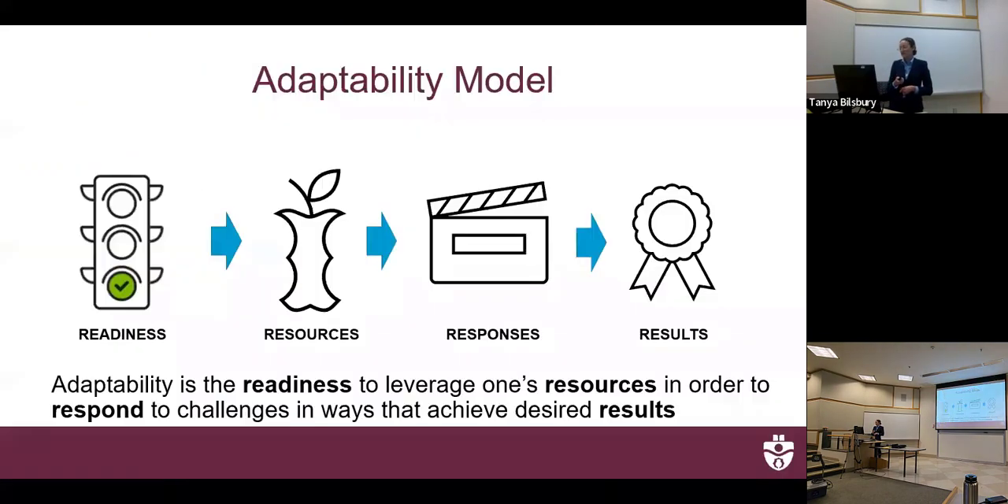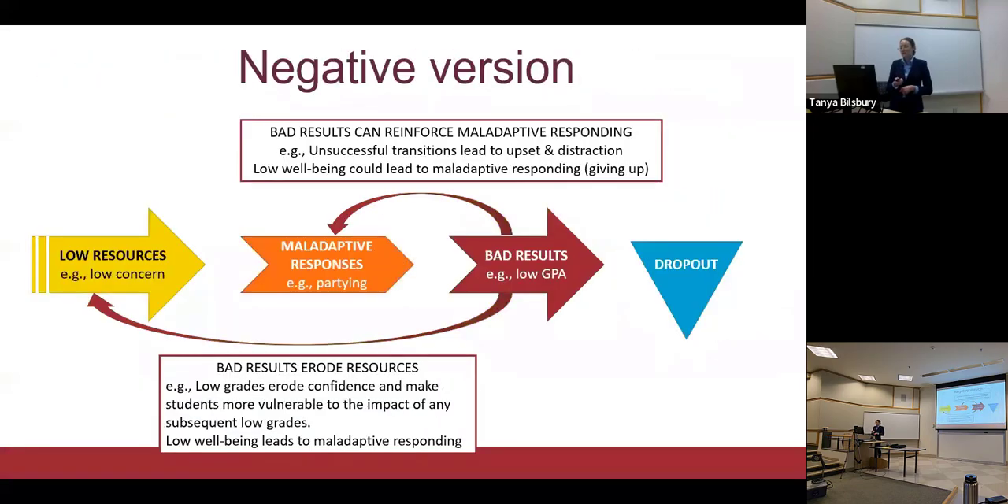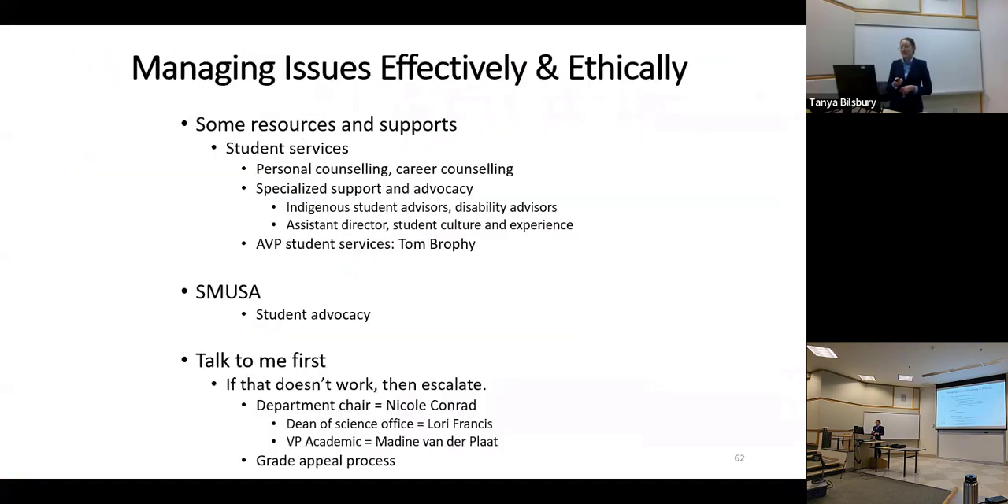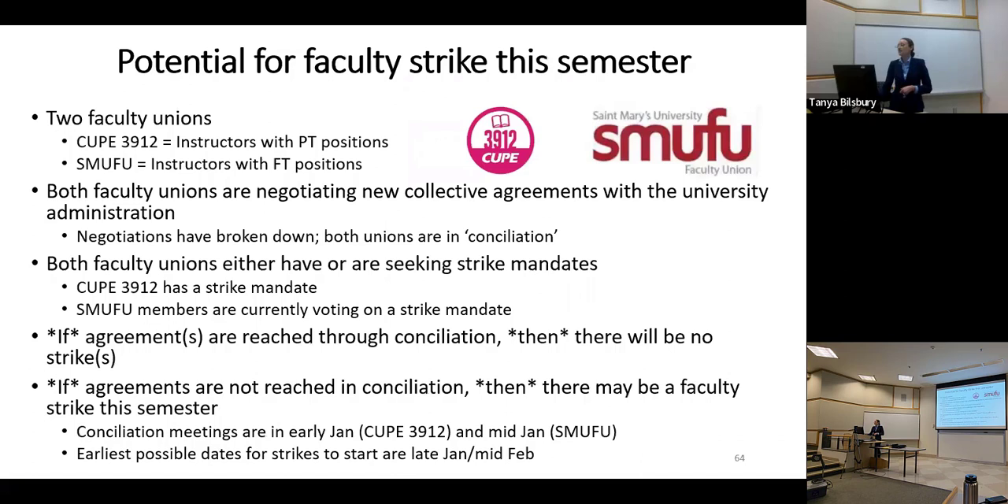I'm going to skip ahead because we'll come back to the adaptability model to say that there is a potential for a faculty strike this semester. You guys aware of that? Hands up, yes, you knew about this. Everyone knows about it. Okay, do you have any questions about that?